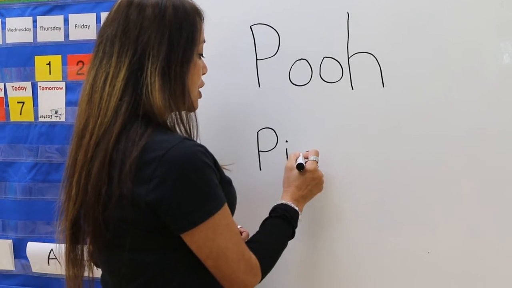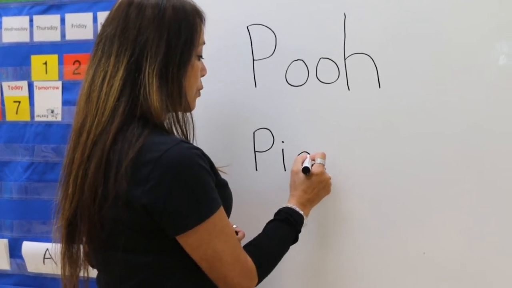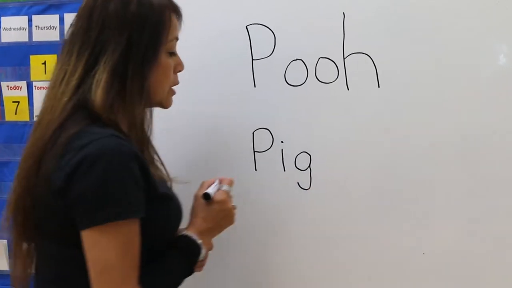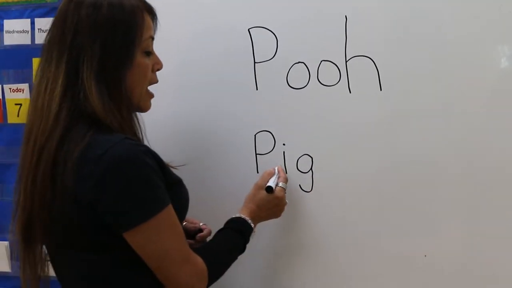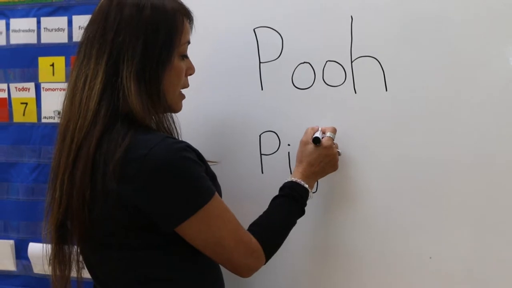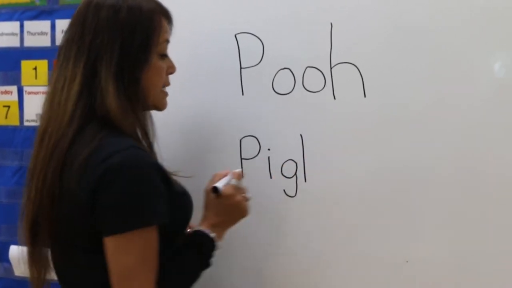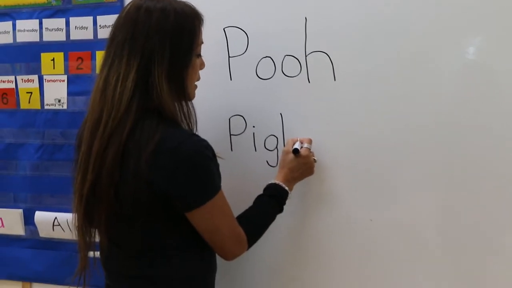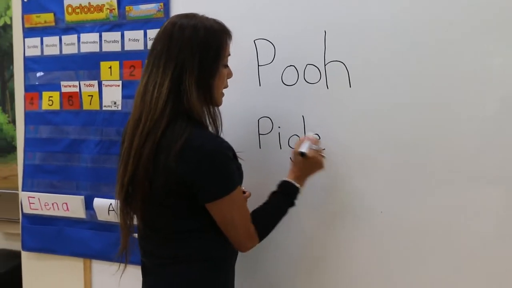We're going to do a G, which is like a circle, but we're going to bring it down and around to make it look like a G. P-I-G. Next is an L. A lowercase L is a straight line. And then we're going to do an E. A line and bring it around.